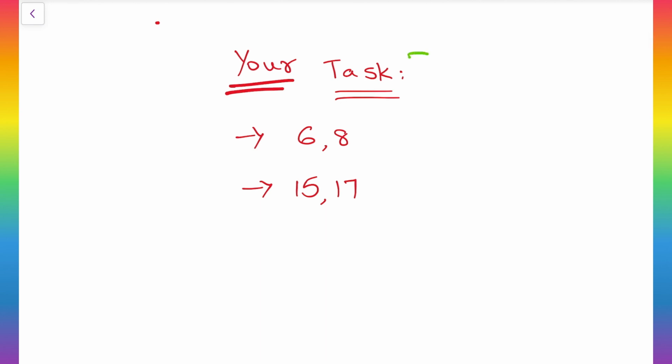Now, finding the LCM as well as HCF by prime factorization of these given two sums is your work.